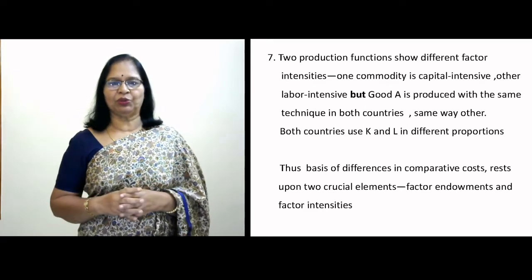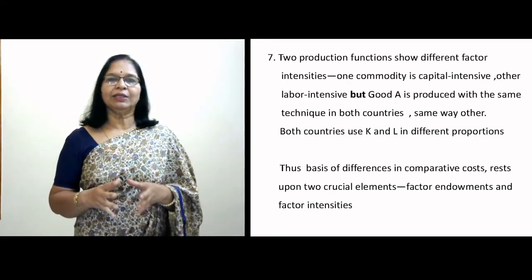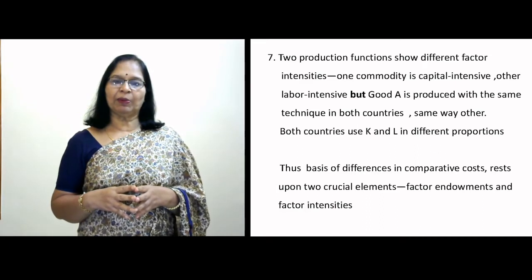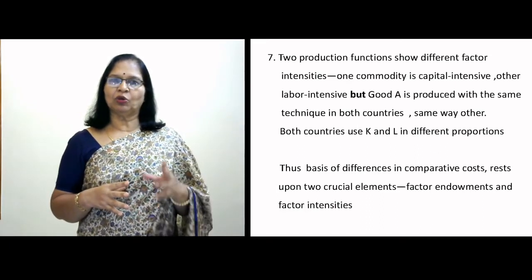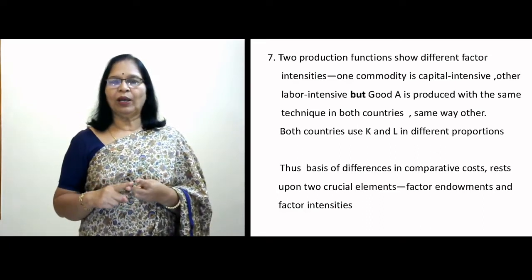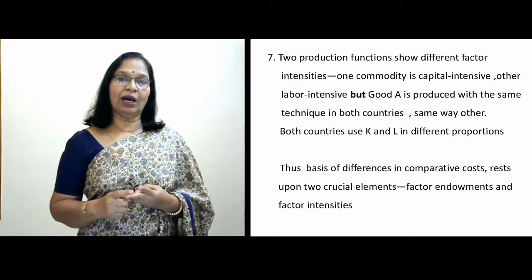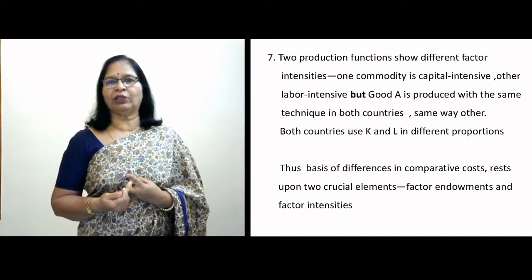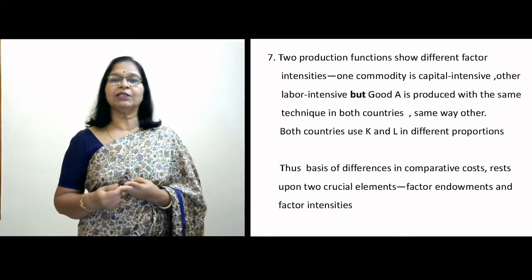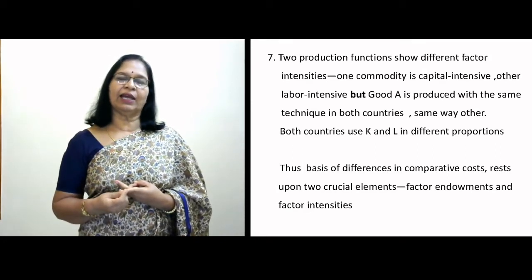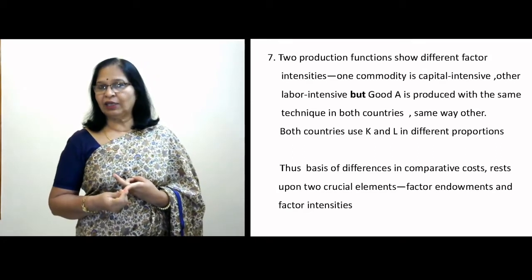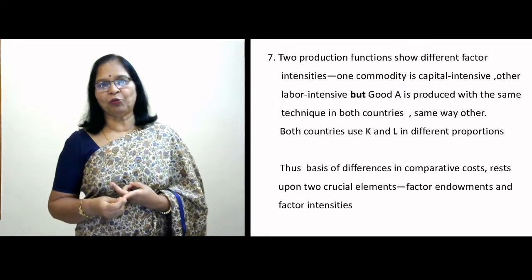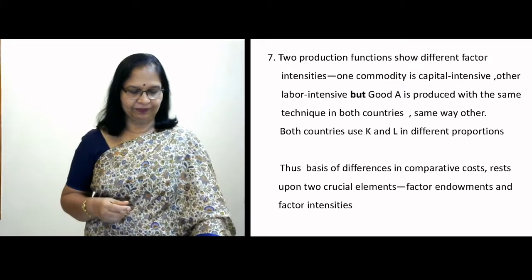This Heckscher-Ohlin model can be explained based on two main ideas. The one idea is that countries are endowed differently with factors, and the other is that the factor intensities of the production of both the goods are different.